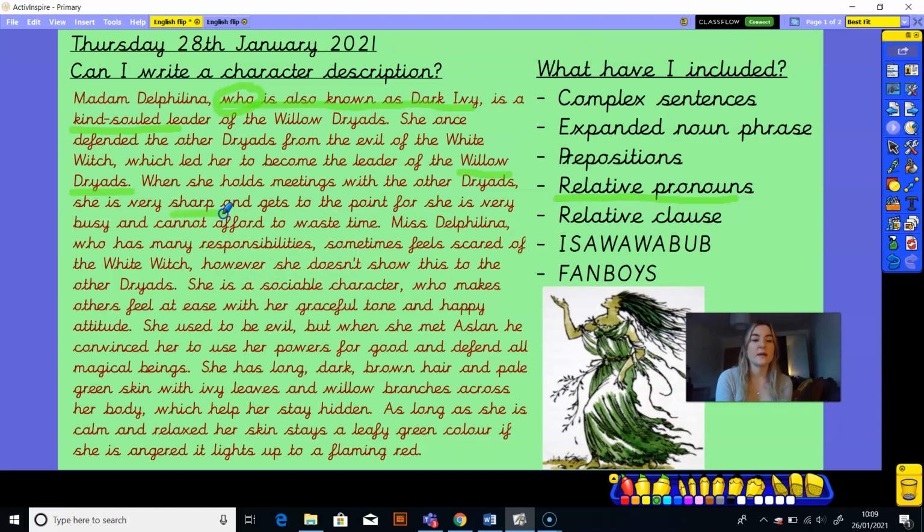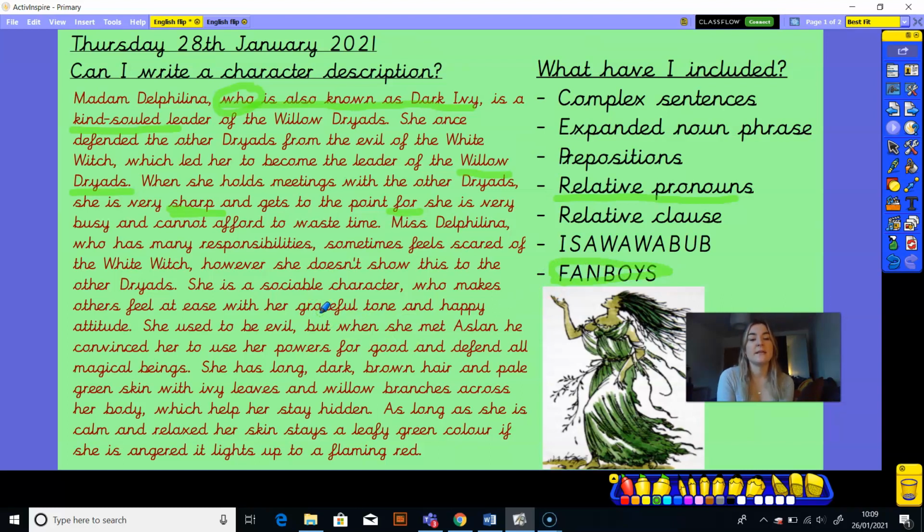Okay, so I've described her as sharp, but what I've also done is I have made a compound sentence because I have used for. So I've given a reason as to why she is sharp and gets to the point, because she's just so busy. She can't afford to waste any time. She's the leader of the Willow Dryads. Okay, so I have made sure that I have used my fanboys here.